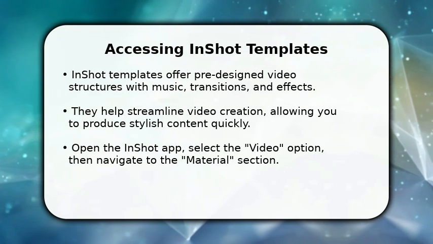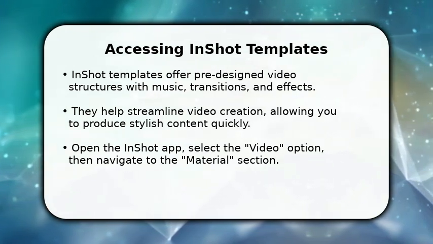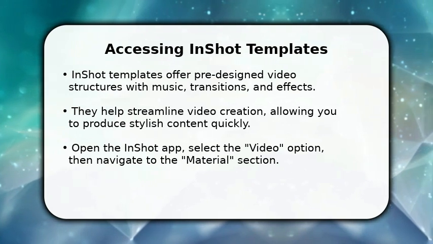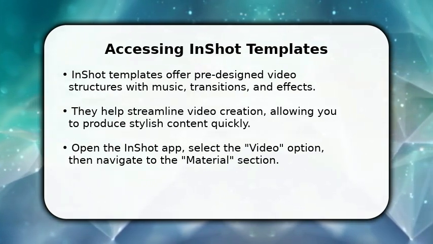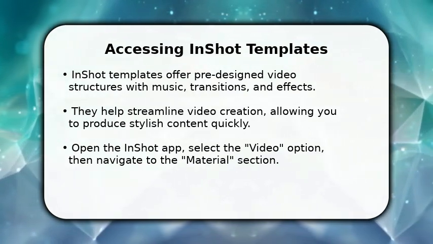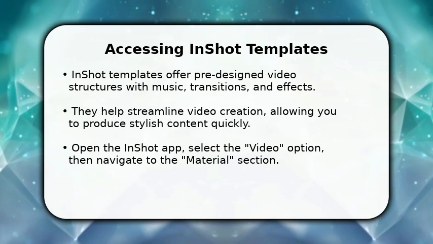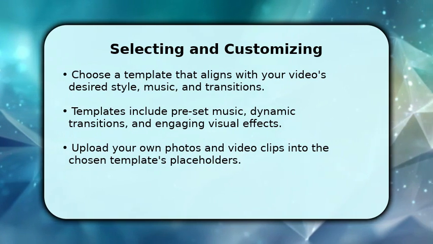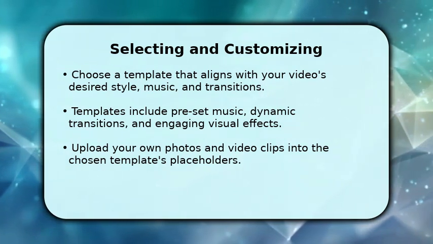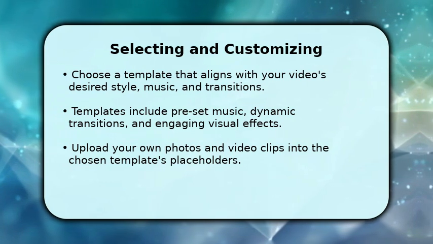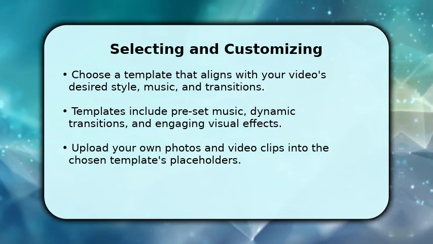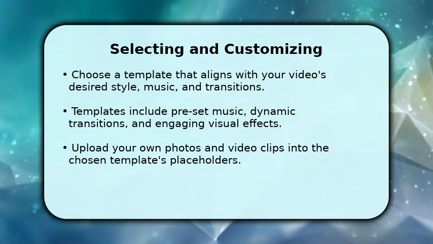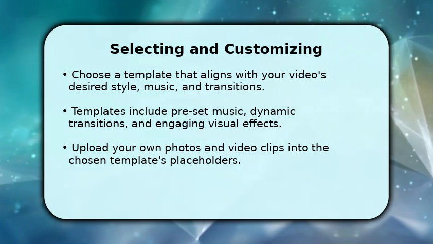To begin, simply open the InShot app, tap on the video option, and then head over to the Materials section. Here, you will find a wide array of templates categorized for different styles, such as travel or cinematic looks. Once you are in the template library, select a template whose overall style, music, and transitions perfectly match your video concept. These templates are equipped with preset music, dynamic transitions, and engaging effects to give your video a polished feel.